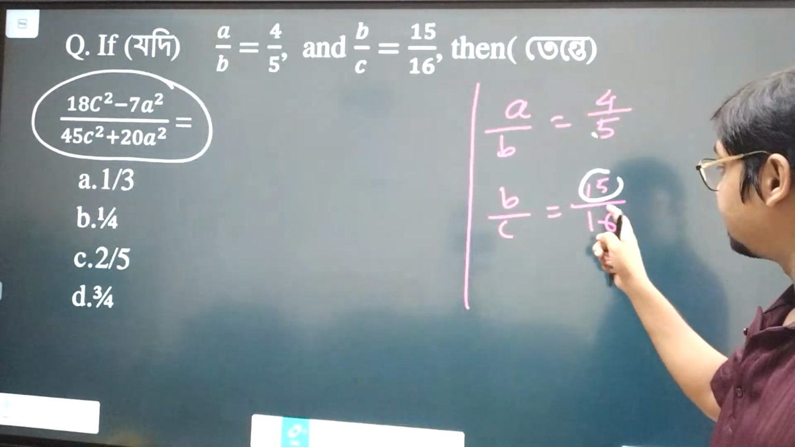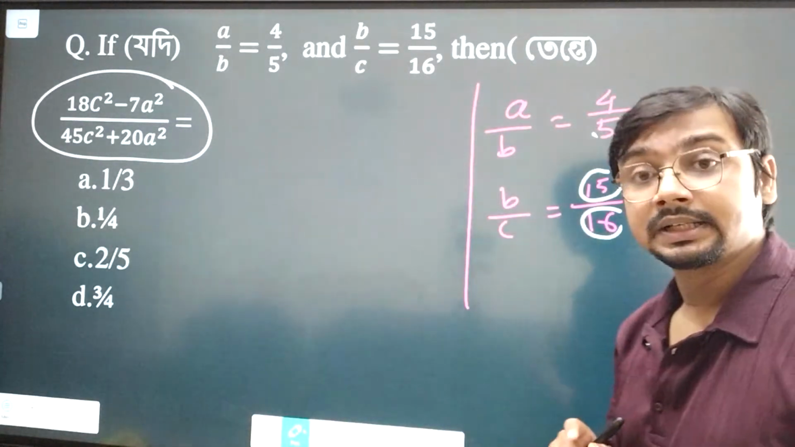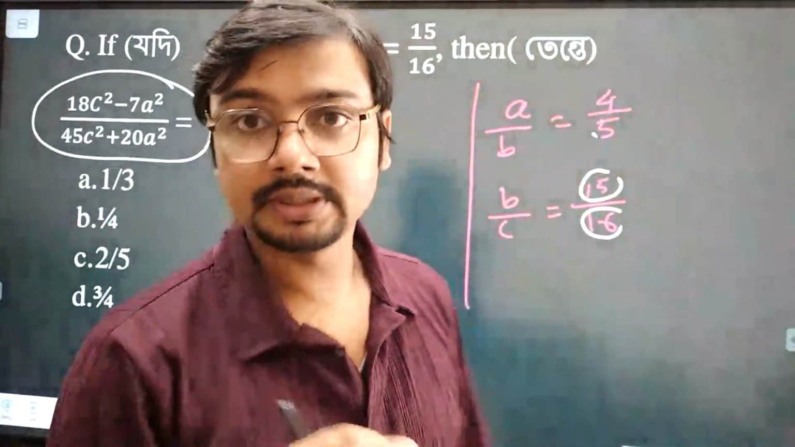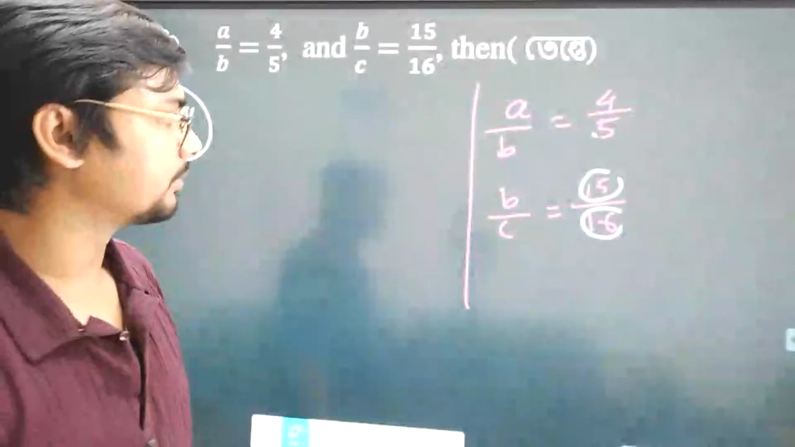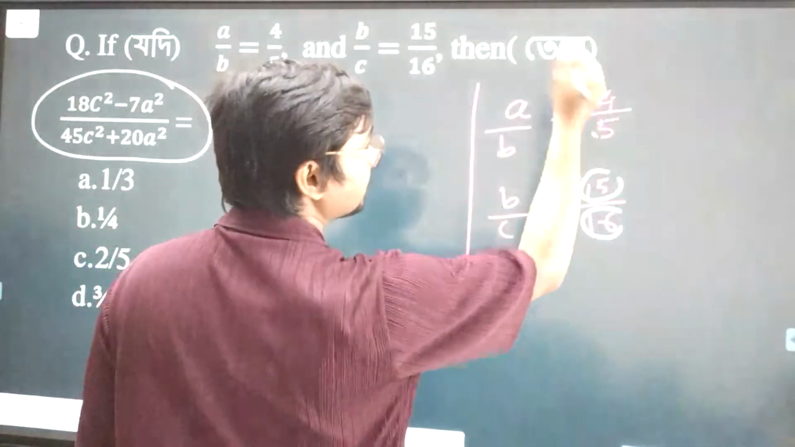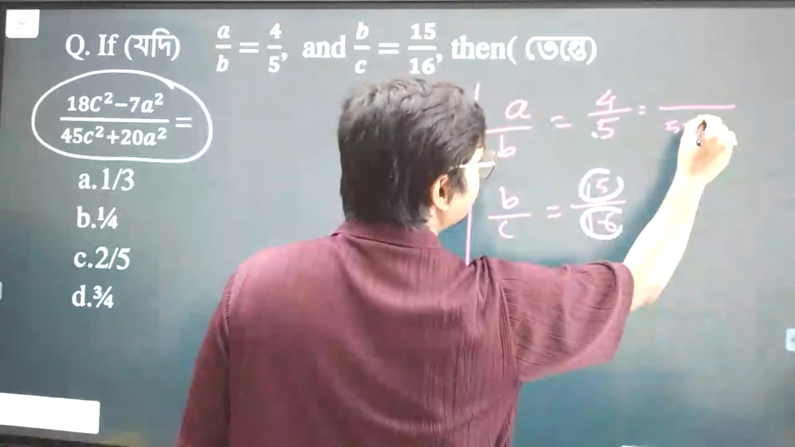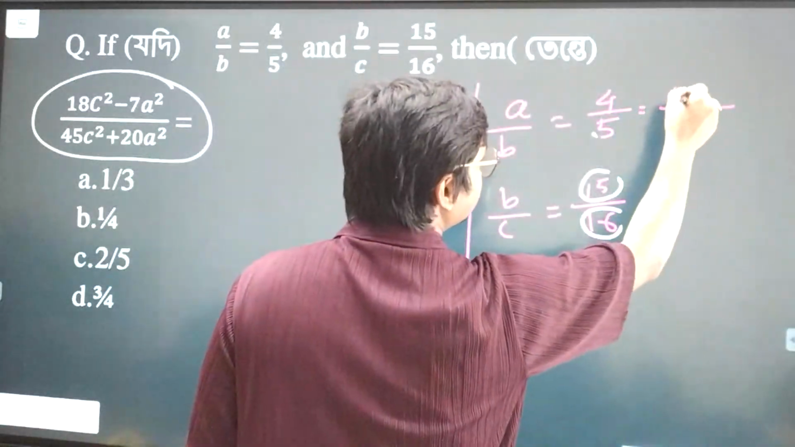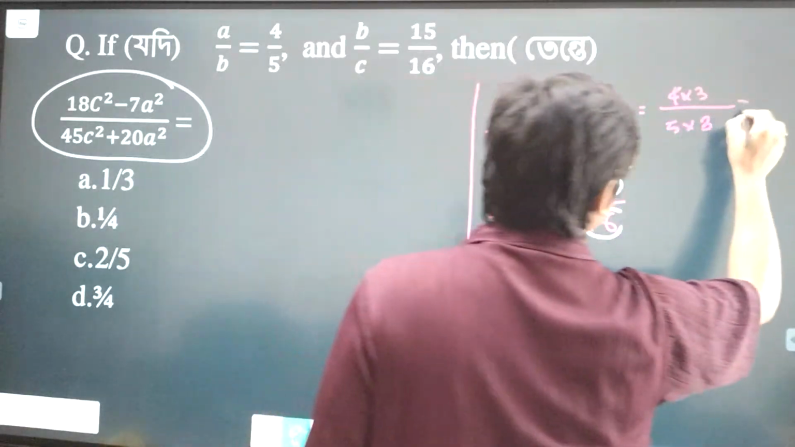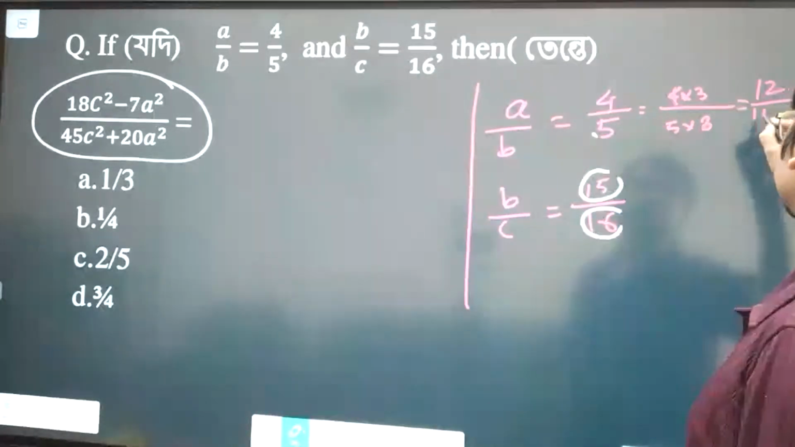Okay, and if we divide 16 by 3, it will give a fraction value. So I think it will be better if you make it 15. So if we make 15, 5 into what? 3. So you just multiply 5 into 3. So this will now be 12 upon 15, right?